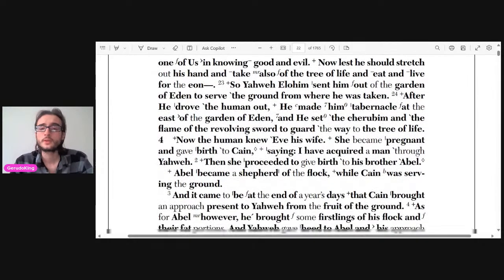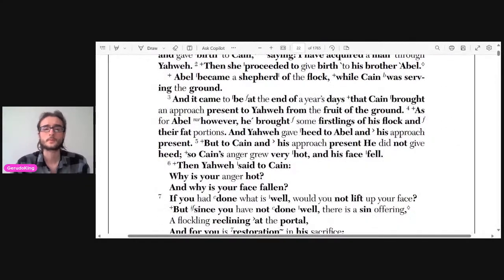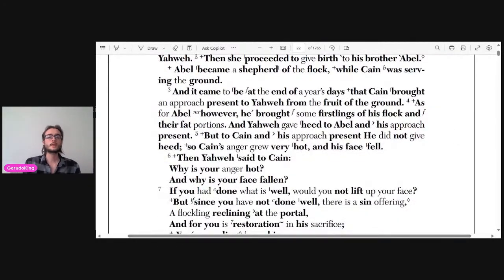Now the human knew Eve his wife. She became pregnant and gave birth to Cain, saying, I have acquired a man through Yahweh. Then she proceeded to give birth to his brother Abel. Abel became a shepherd of the flock while Cain was serving the ground. And it came to be at the end of a year's days that Cain brought an approach present to Yahweh from the fruit of the ground. As for Abel, however, he brought some firstlings of his flock and their fat portions.